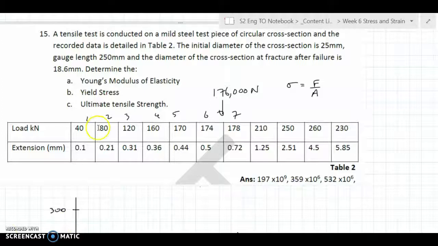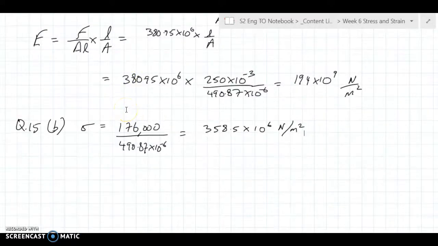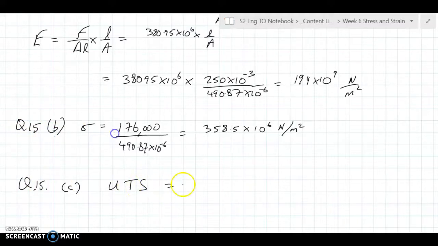Part C here, we're looking for the ultimate tensile strength or ultimate tensile stress. They're the same thing. And how do we get that? Well, here's our formula. Question 15, Part C. The ultimate tensile strength, the UTS, is equal to the max load divided by the original area.